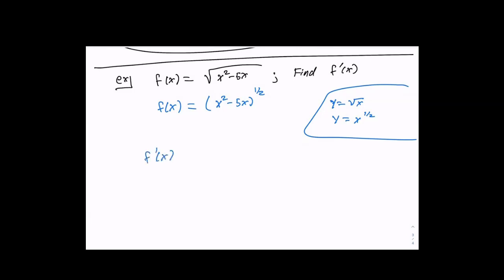So, f prime of x equals what? I literally told you what to do. Well, we'll just wait then. What do I do?